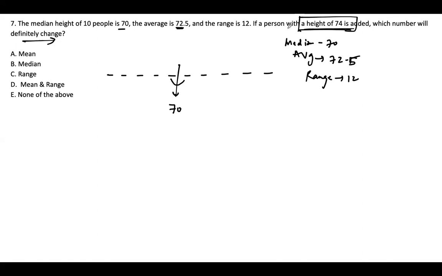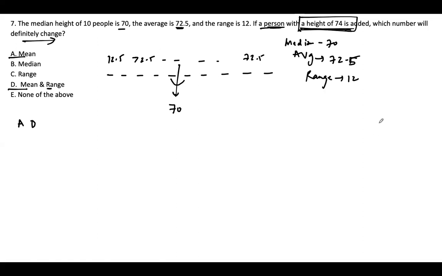But if you add a person with a height of, let's say, 70, will the average change? It will change now. I am assuming every person's height is 72.5. If I'm adding any person's height other than 72.5, the average is going to change. So the mean will definitely change. Option A. Then check for range.